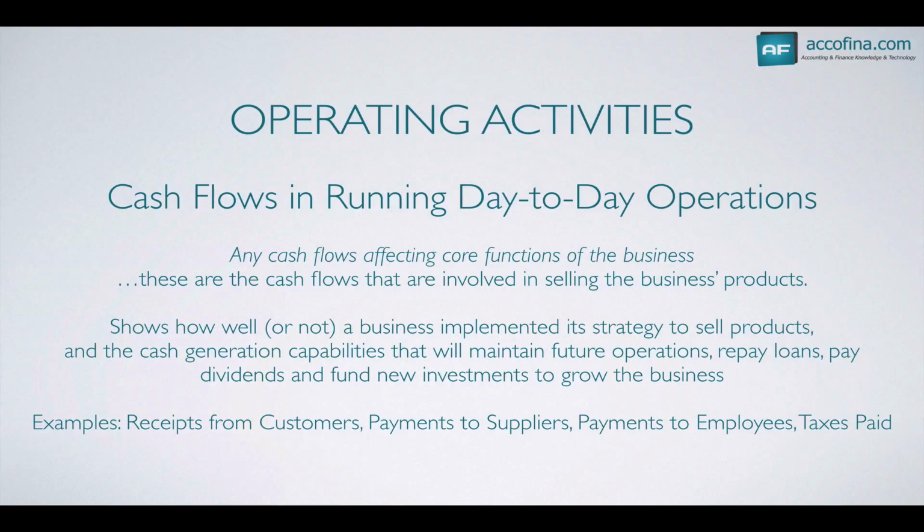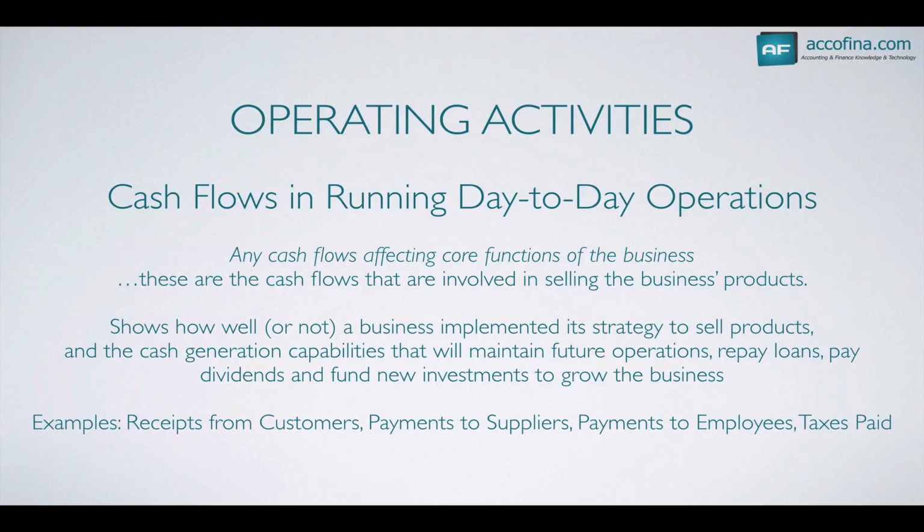And finally, and probably the most important, is the operating activities section. These are the cash flows in running the day-to-day operations of the business. It's any cash flows affecting the core functions of the business, the cash flows involved in selling the business's products. So if it's a bookstore, these would be, for example, receipts from customers as it sells books, payments to suppliers as it purchases books, payments for rent to hire the bookstore, payments to employees to work in the bookstore, and taxes paid.